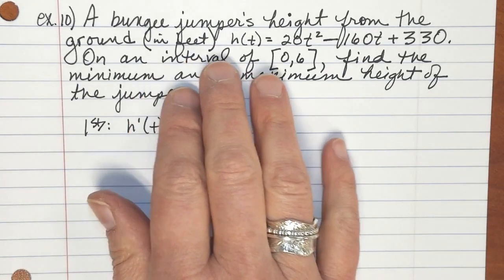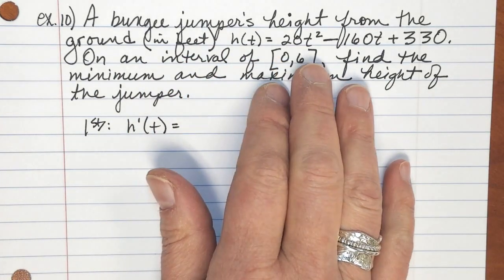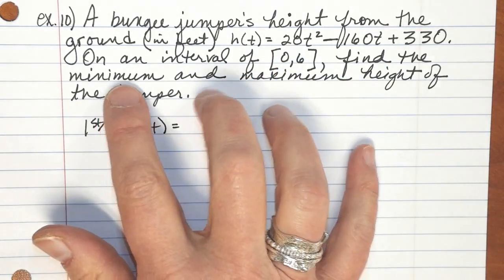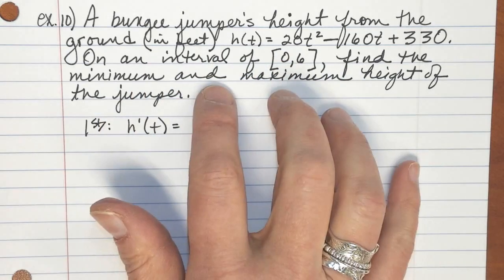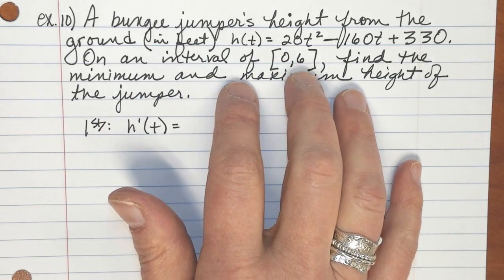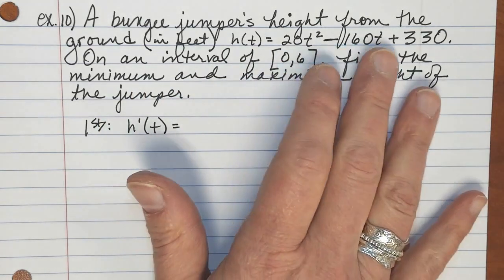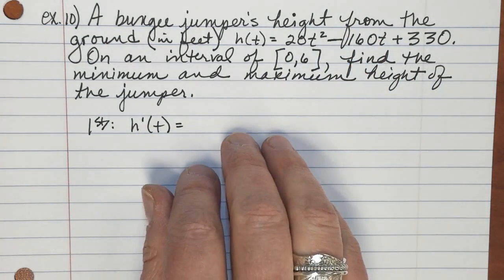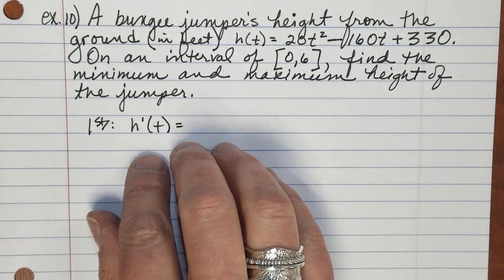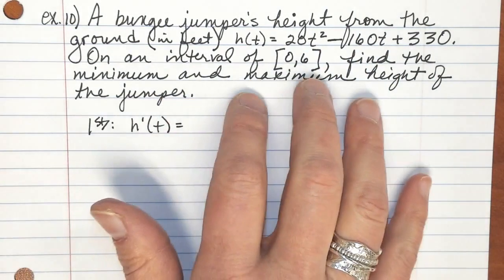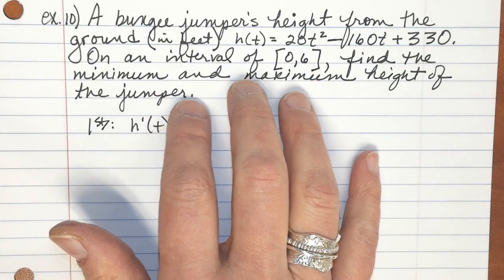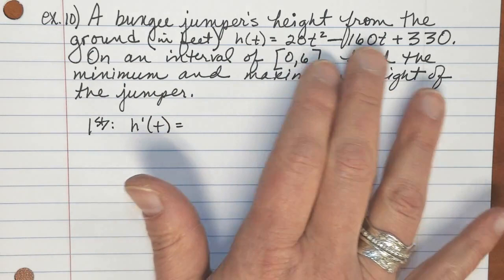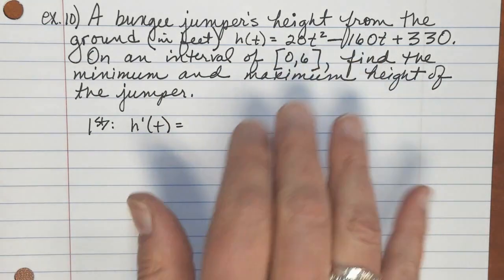I want to know, on an interval of 0 to 6, so probably 0 to 6 seconds, the minimum and the maximum height of the jumper. We do not know how high they are starting, or do we? Look at that equation, you can probably tell. But let's determine what the minimum and the maximum height would be. In order to do that on that interval, the first thing you're going to do is take the derivative of the equation.